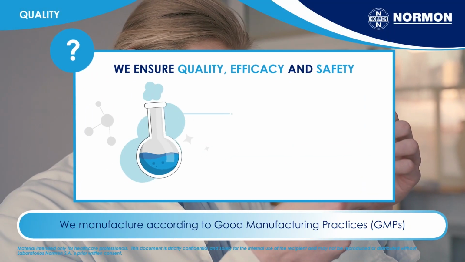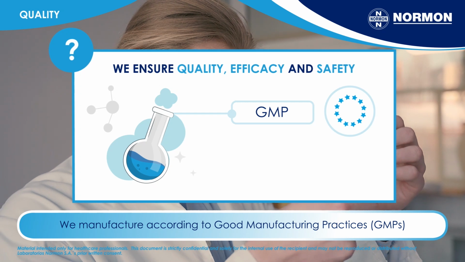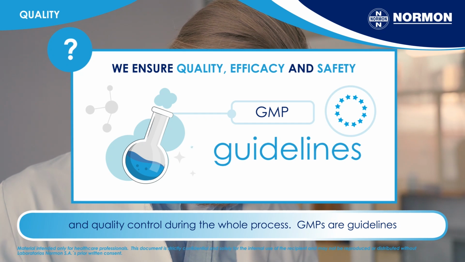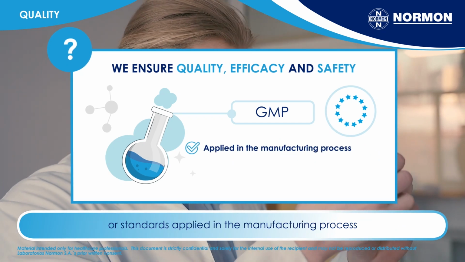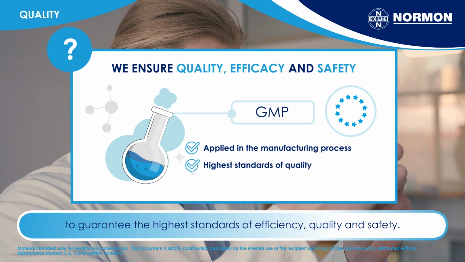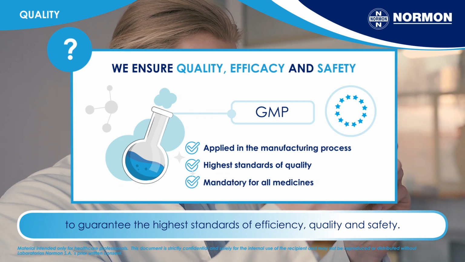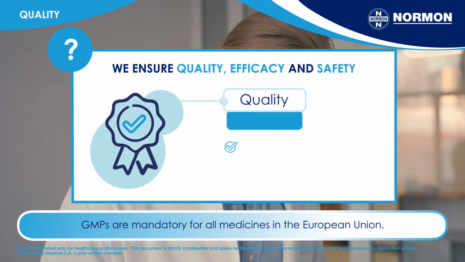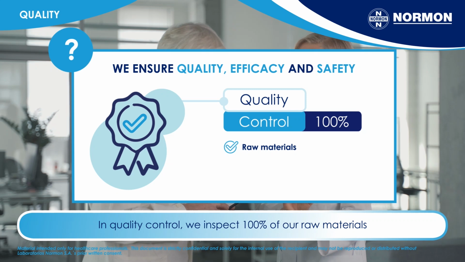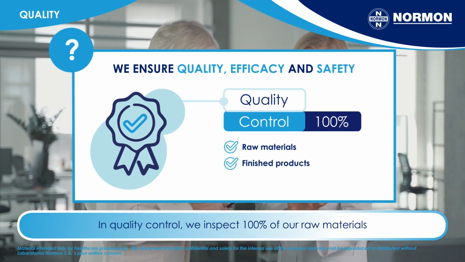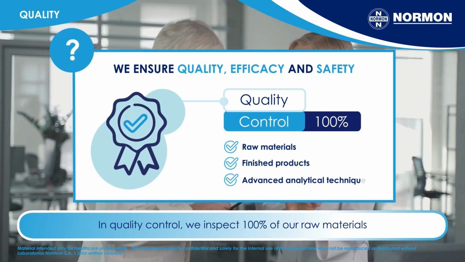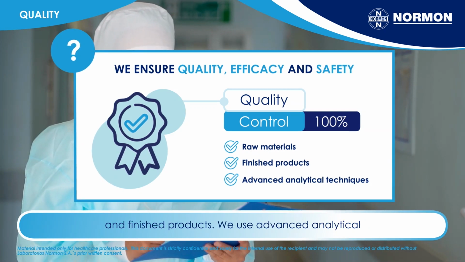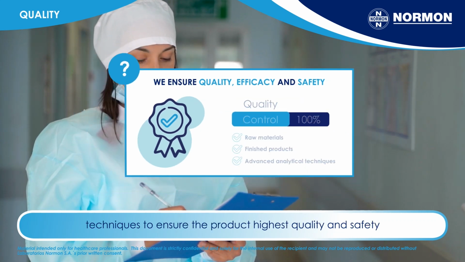We manufacture according to the Good Manufacturing Practices, GMPs, and quality control during the whole process. GMPs are guidelines or standards applied in a manufacturing process to guarantee the highest standards of efficacy, quality, and safety. GMPs are mandatory for all medicines in the European Union. In quality control, we inspect 100% of our raw materials and finished products. We use advanced analytical techniques to ensure the product's highest quality and safety.